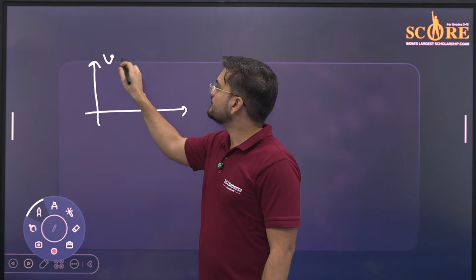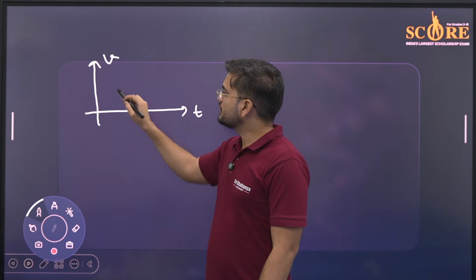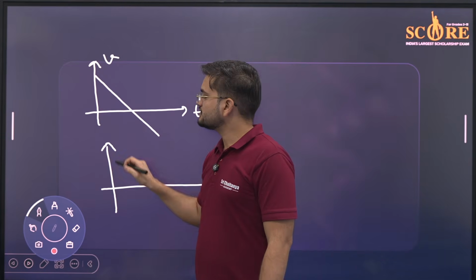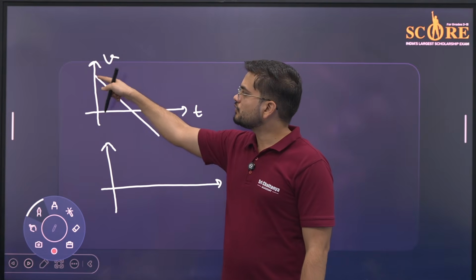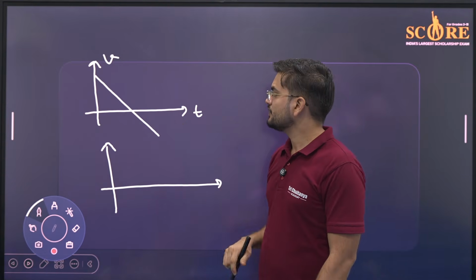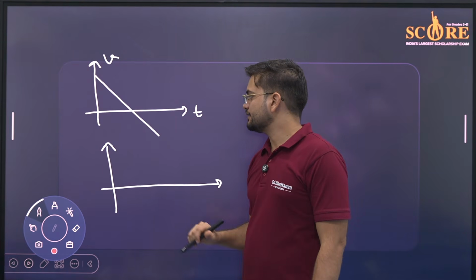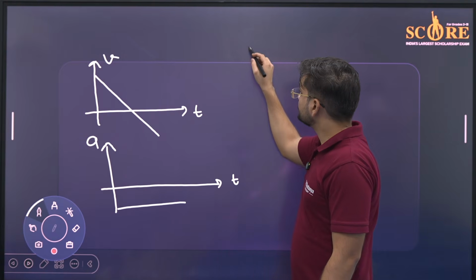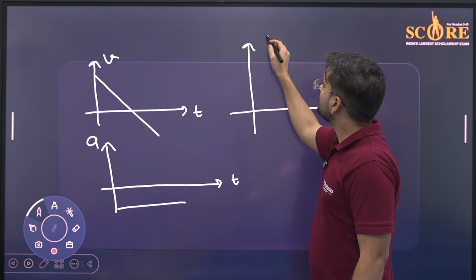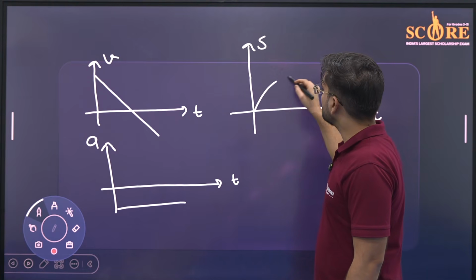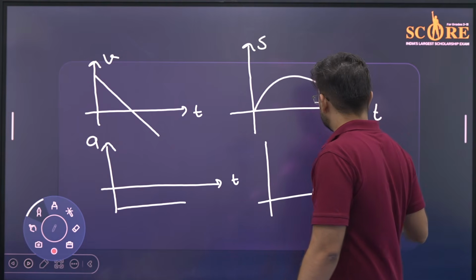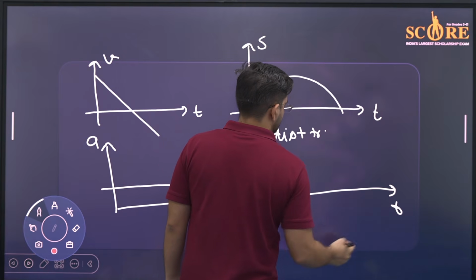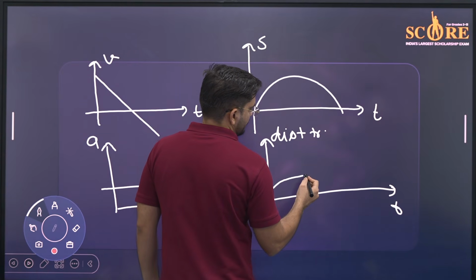Next is graph for motion under gravity. First, velocity versus time graph. Velocity versus time graph will be like this, because acceleration is negative and constant, so the slope of the velocity versus time graph will be negative and constant. If a versus t, then it will be like this. Displacement versus time, it will be like this, and distance traveled versus time, the graph will be like this.